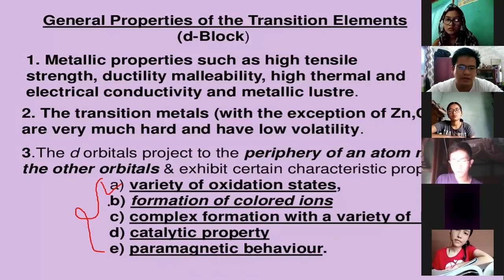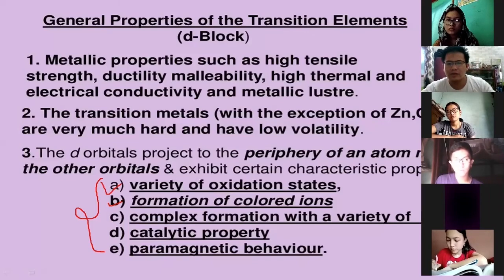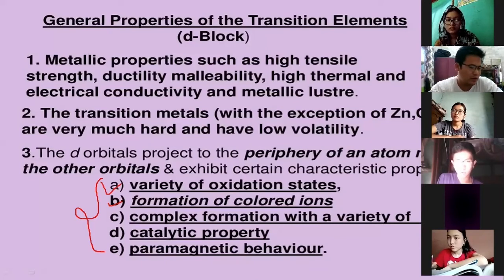Point number 2, the formation of colored compounds. The D orbitals are dxy, dyz, dzx, dx square minus y square, dz square. They are grouped as T2G and EG. Electrons move from one orbital of D to another orbital of D. So when this electronic excitation takes place, there will be coloration of compounds.